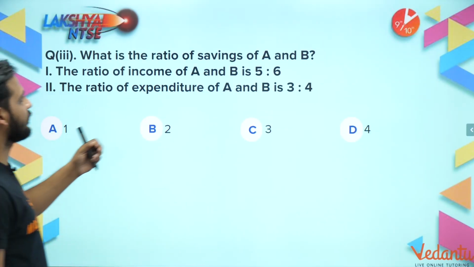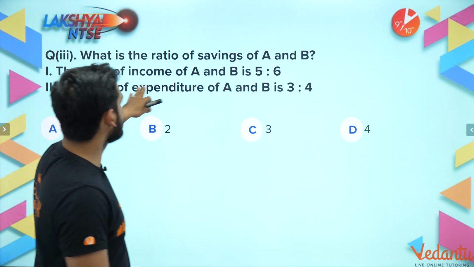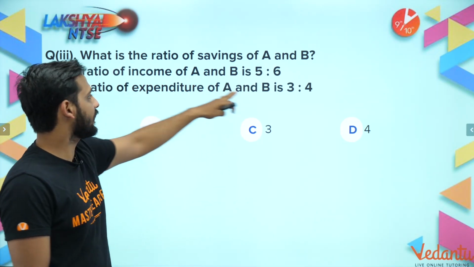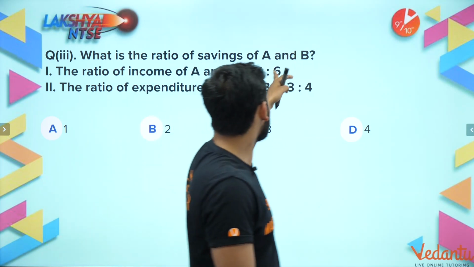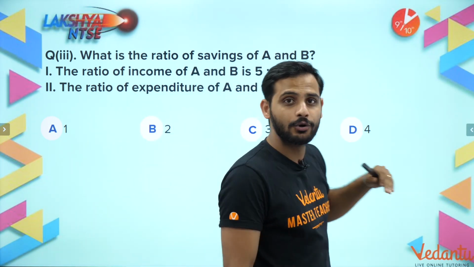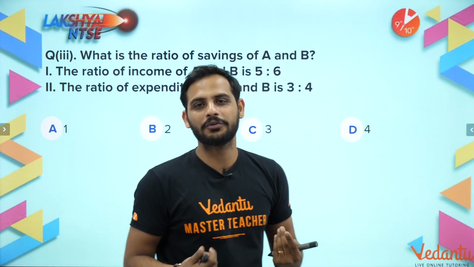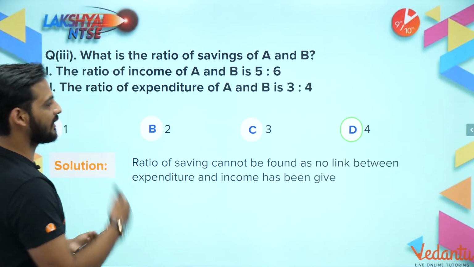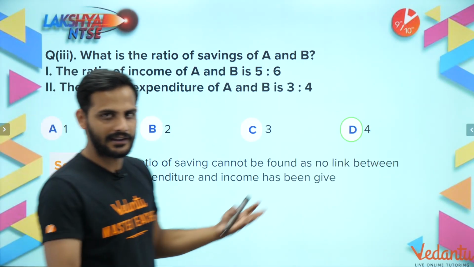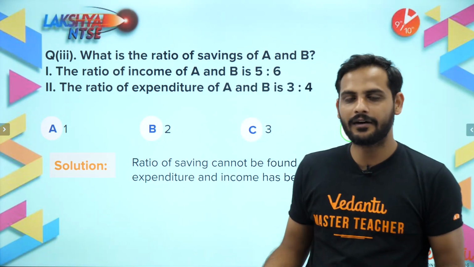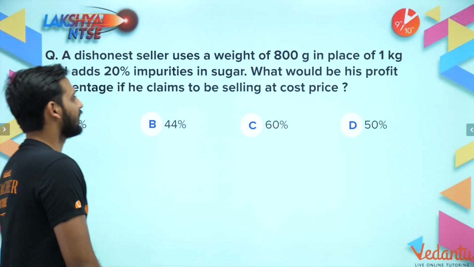So what is the ratio of saving? The ratio of income is given and the ratio of expenditure is given, but this will be 5x, 6x, this will be 3y, 4y. So different ratios cannot help you to get the answer. So I will say, sir, both the statements are not needed because the ratios don't have a link. At least one quantity has to be given, right? Chalo, let's move to the next part.